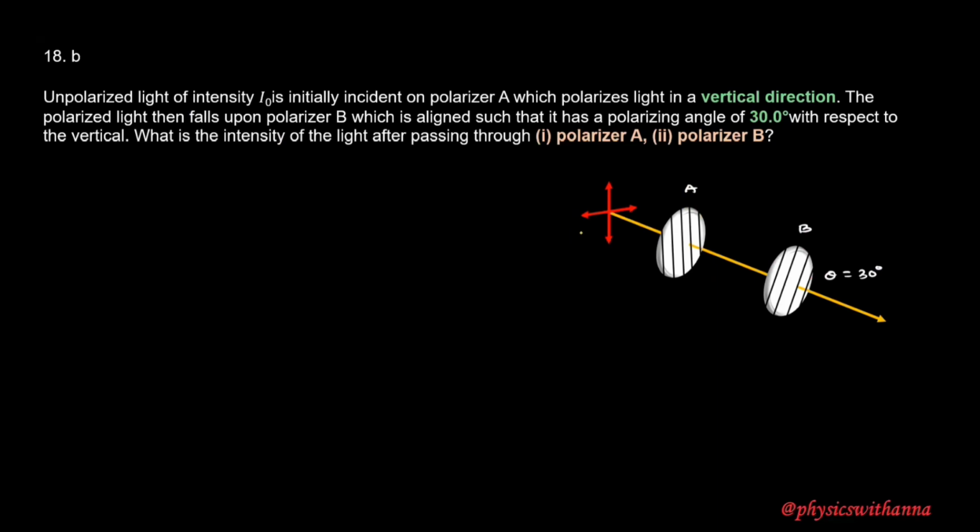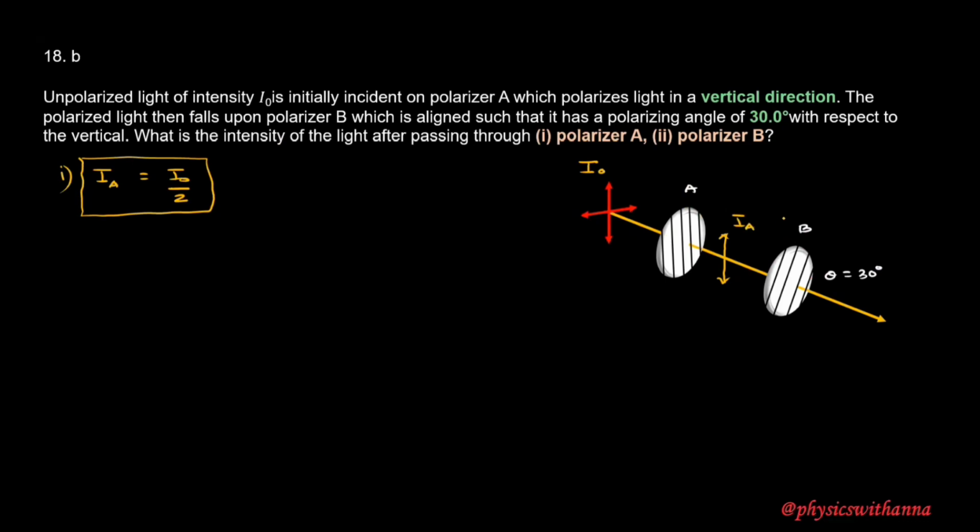Next, we have a similar question, but now instead of polarizer B being at 60°, it is at 30°. So we do a similar calculation to get the intensity through polarizer A and B. Again, this is an unpolarized light, so its intensity is I naught in the beginning. When it passes through polarizer A, which is vertically aligned, only half of the light can pass through, so the intensity becomes half of the original. So we write IA is I naught by 2, because it will only allow vertical vibration and block all the horizontal vibrations here.